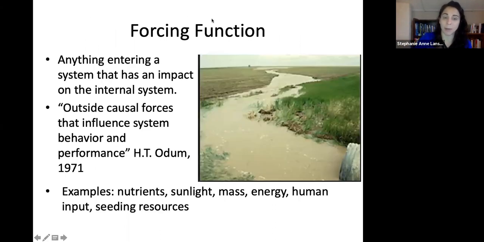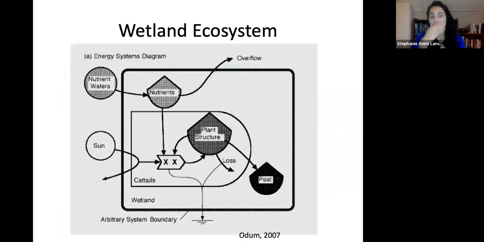And so again, if you think about a forcing function, it's anything that enters the system that has an impact on the internal system. So it's an outside influence that influences behavior and performance. It can be nutrients coming in, the amount of sunlight, the mass, the energy, human input, seeding resources, all of these. So if we think about a wetland here, we have the sun coming in, we also have nutrient waters coming in, and then those nutrients are going to affect our plant structure. They're going to affect the peat that builds up in the wetland and also the water that may run off.